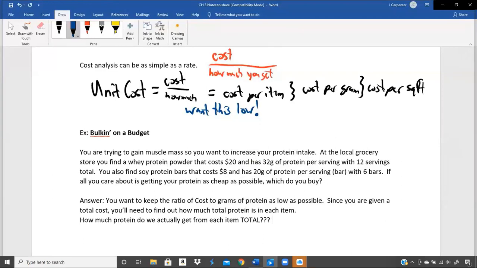But how much protein is in the package of bars? How much protein is in the container of powder? Because it's not just one serving. It's not just 32 grams. There's 12 servings. It's not just 20 grams total in a single bar. There's 6 bars in total. So you've got to do some math.